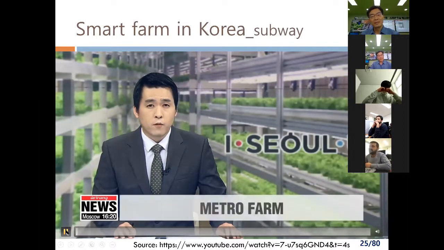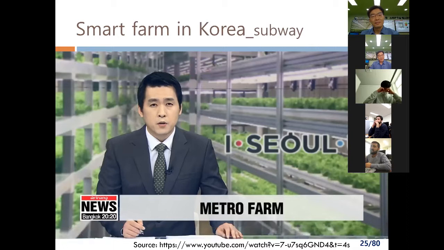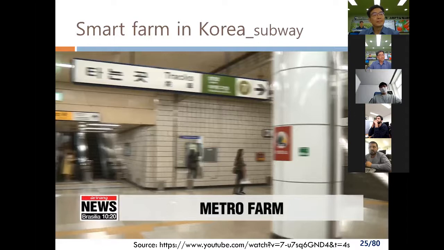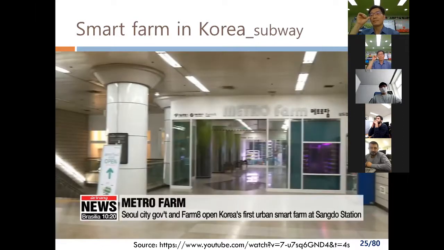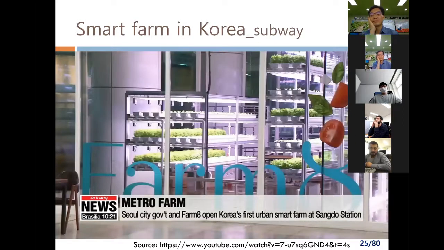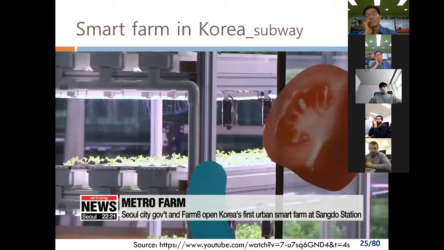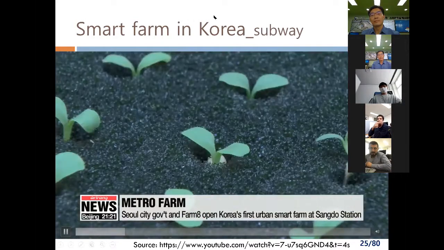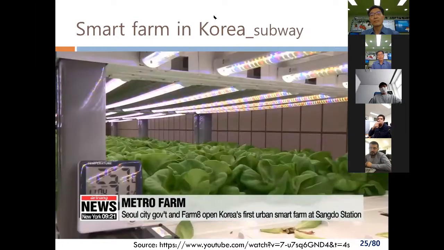Urban smart farms have been popping up all over Seoul, even in the most unlikely places like subway stations. Kim Bo-kyung gets us better acquainted with a metro farm. There is something curious happening at a Seoul metro station, where you can see an indoor vertical farm. The Seoul Metropolitan Government and Farm 8, an agriculture firm, recently opened the first metro farm in South Korea at Sangdo Station on Seoul Subway Line 7.